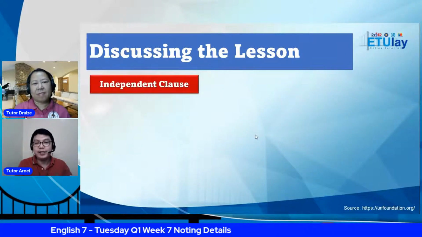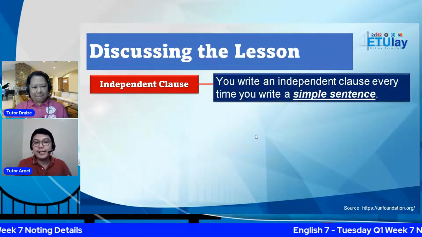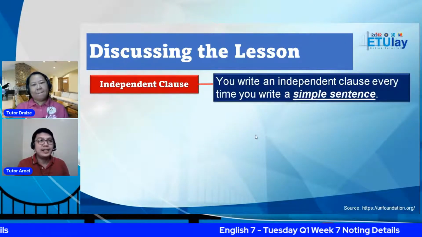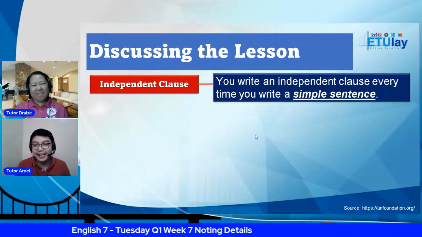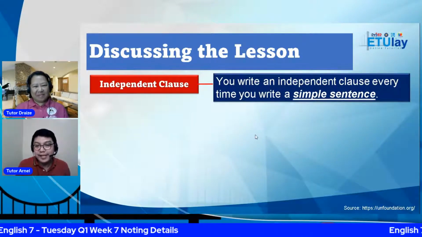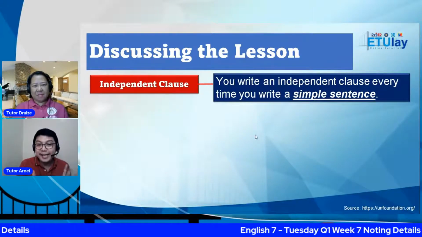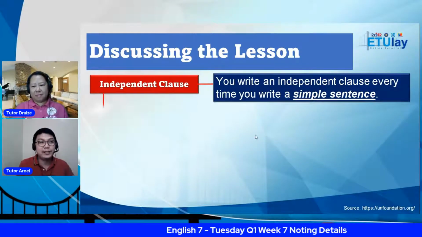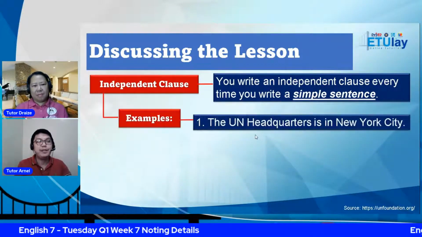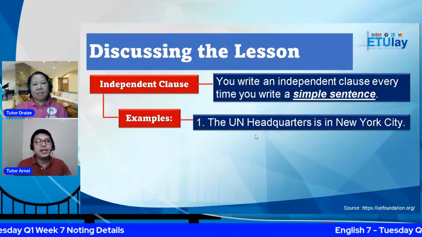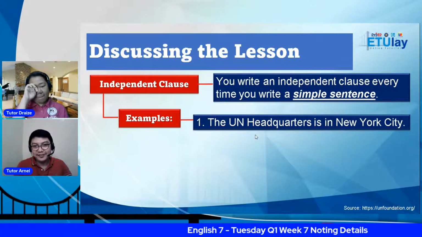So let's talk about first the independent clause. In addition to what was mentioned earlier, all right, students, independent clause is simply a simple sentence. All right, so don't forget that. We call it a simple sentence because an independent clause has a subject and has a verb in it, and it has a complete thought. So the following examples of independent clauses are the following. The first one is the UN headquarters is in New York City.